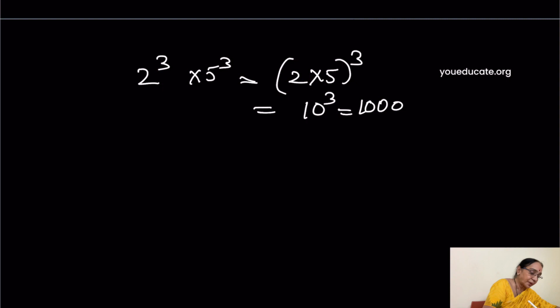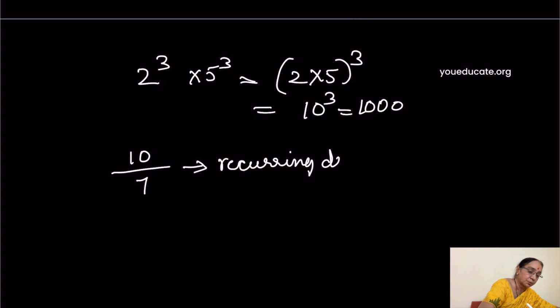Now if you have a fraction like 10 divided by, say, 7, or 49, or 7, here the denominator is 7. It is something different from 2 and 5. It is not 2, it is not 5. So this is going to be a recurring decimal. This is for sure going to be a recurring decimal.